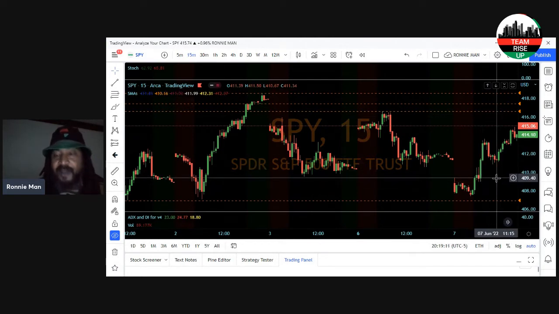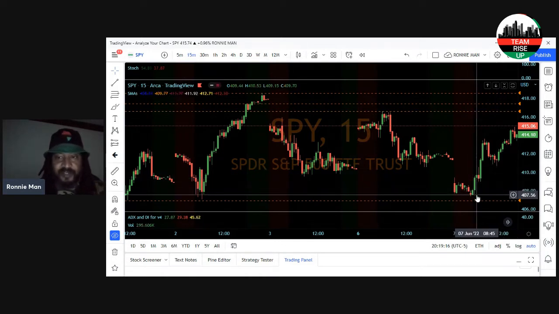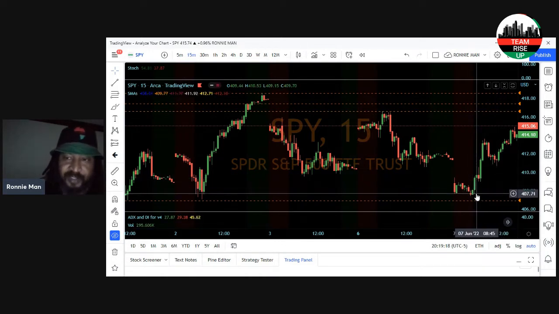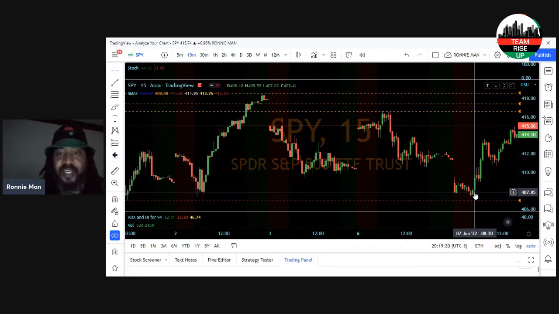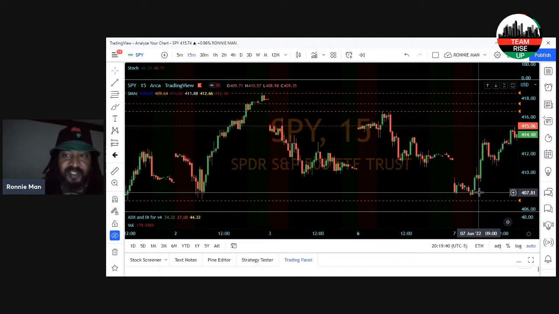Why? Based off of what happened right here on this first candle. This first candle is a very good indicator of what kind of day the market may be. Is it 100%? No. But way more times than not, this will give you a very good idea, a very good indicator as to what price is trying to do for that particular day.